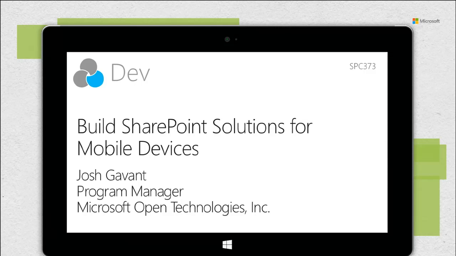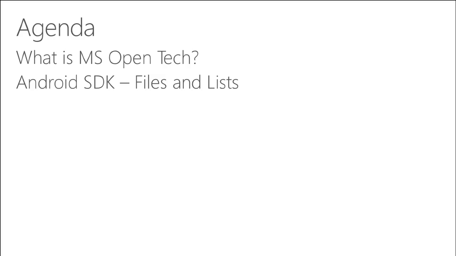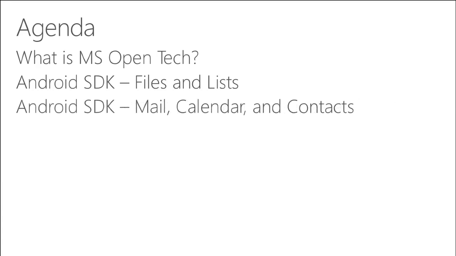So let's talk about the agenda for the next hour plus. First, I just want to go over what exactly Microsoft Open Technologies is, what we do, what you might have seen from us. Then we're going to dive into the new Android SDK. So a lot of this session is going to be about the new Android SDK for Office 365, which you heard everyone talk about on Monday and maybe references yesterday. We're going to split that into two sections. One on the aspects of the SDK that deal with files and lists, your classic SharePoint stuff. And then another part on mail, calendar, and contacts, your classic Exchange information.